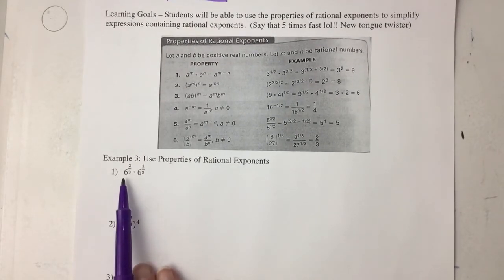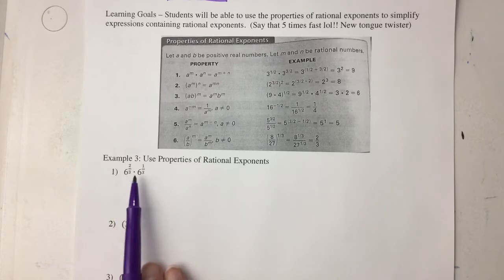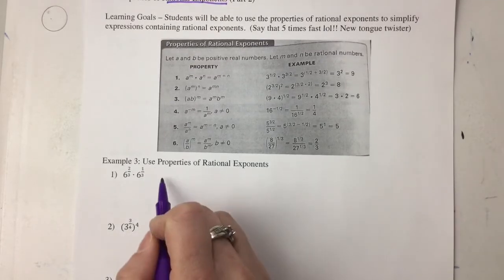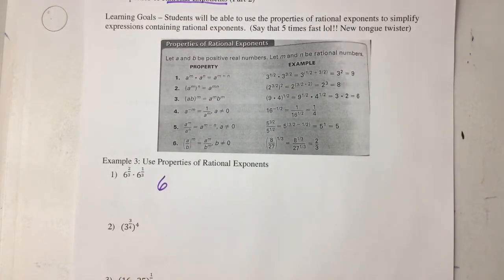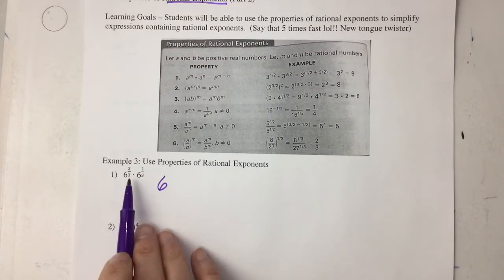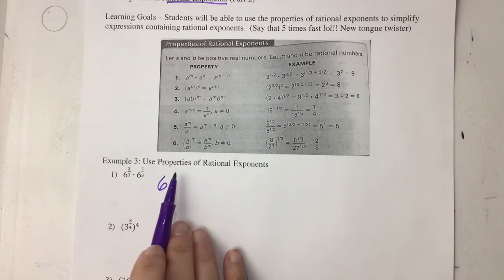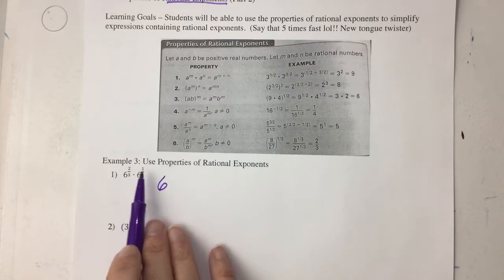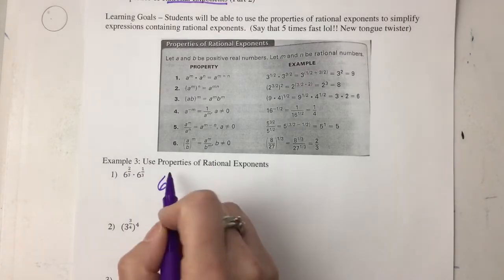Number 1, notice I have two bases that are the same. There's a rule that says you can have each base only occur one time. So you write that base once. Now this is multiplication. Remember, multiplication goes with addition. So the way to figure out what our exponent is, you have to add the two current exponents.